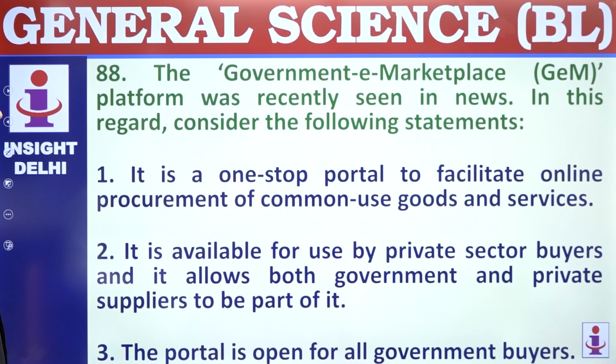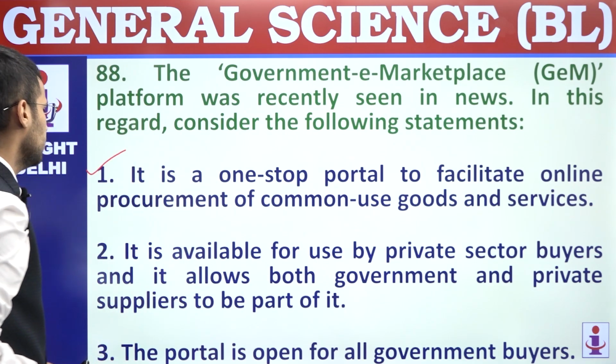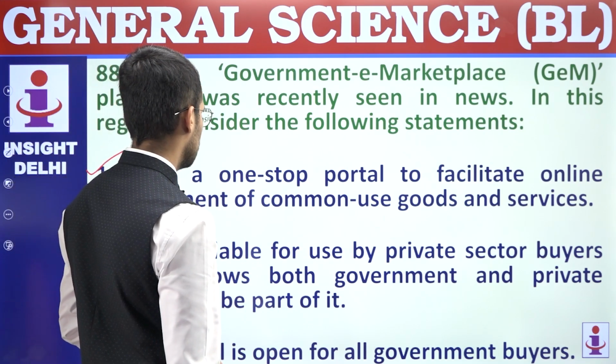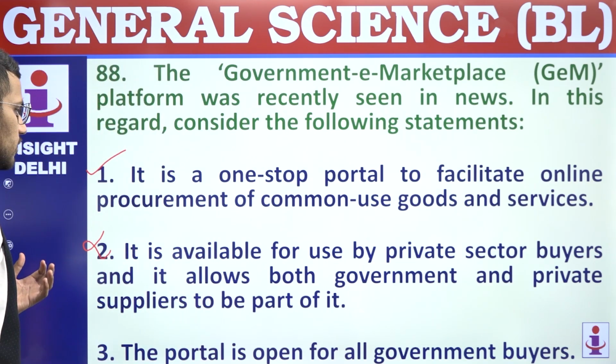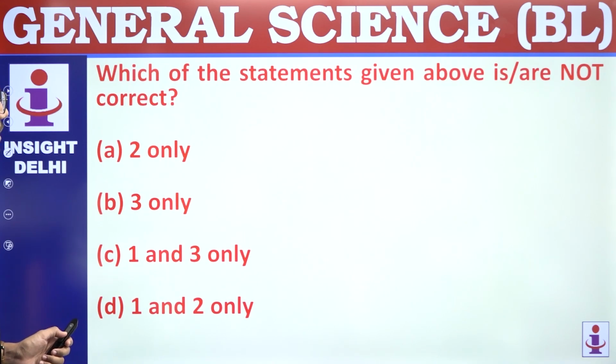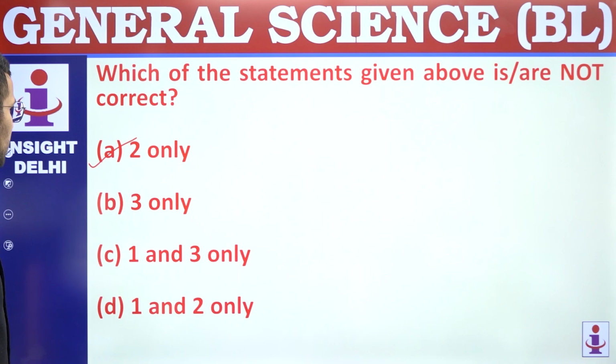88, the government e-marketplace GEM platform was recently seen in news. In this regard, consider the following statements. First, it is a one-stop portal to facilitate online procurement of common use goods and services. Correct statement. Second, it is available for use by private sector buyers, and it allows both government and private suppliers to be part of it. So this statement is incorrect statement because it is available for the use of government suppliers only, not the private suppliers. Third, the portal is open for all government buyers. Correct statement. Right, so first and third statements are correct. Second is incorrect. We are supposed to find out statements which are not correct, and hence answer is A, 2 only, because second statement is not correct. So question number 88, answer is A, 2 only.